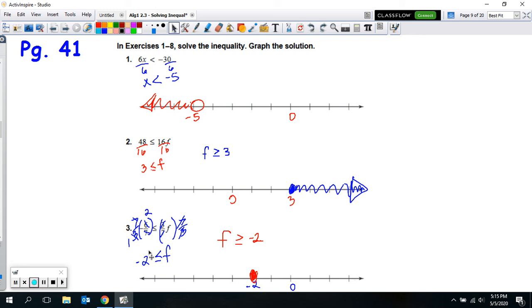You couldn't do that with this one. It's pointing in the wrong direction when it's in the wrong order. But if it's in the right order with the variable first, you can kind of look at that and see, well, it's going to point this way. It's f is greater than -2. So there we go.